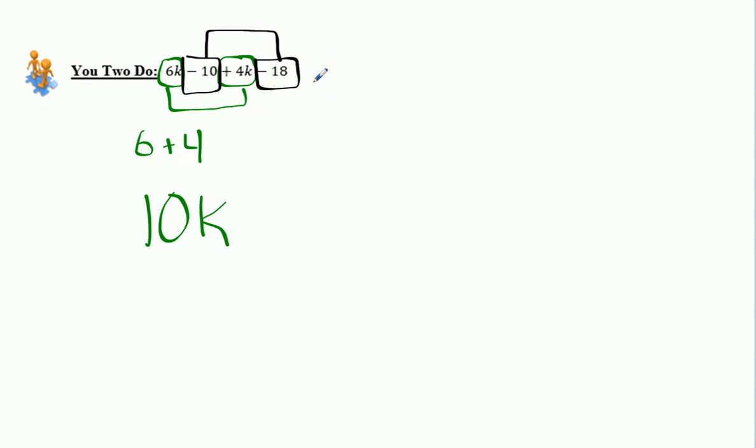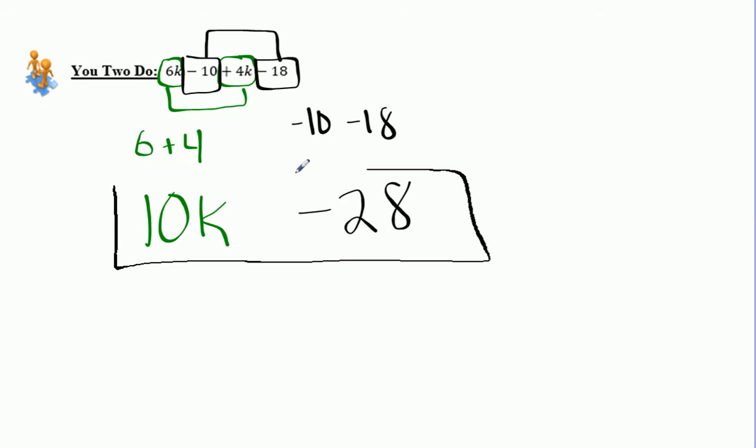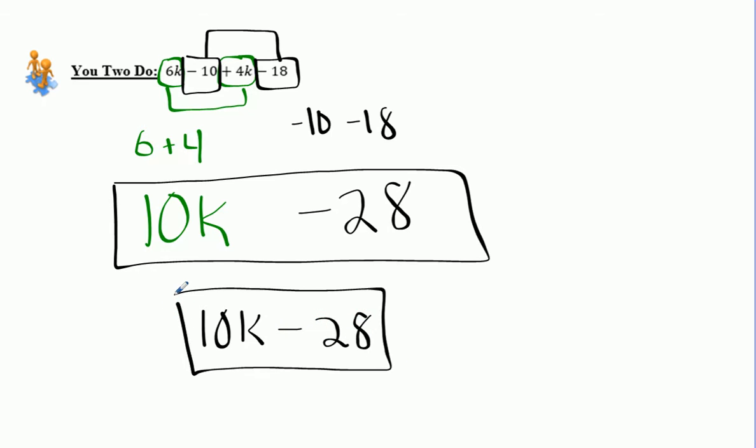So in my calculator, I'm now going to do negative 10 minus 18. And again, I can always rewrite it as negative 10 plus negative 18. But in my calculator, I'm going to do negative 10 minus 18, and I'm going to get negative 28. And all I do now is I just put these 2 pieces together. So my final answer is 10K minus 28. Again, I can't add these 2 because these are not like terms. There we go.